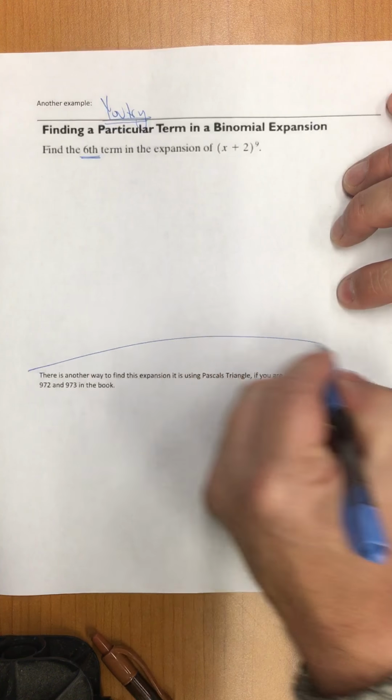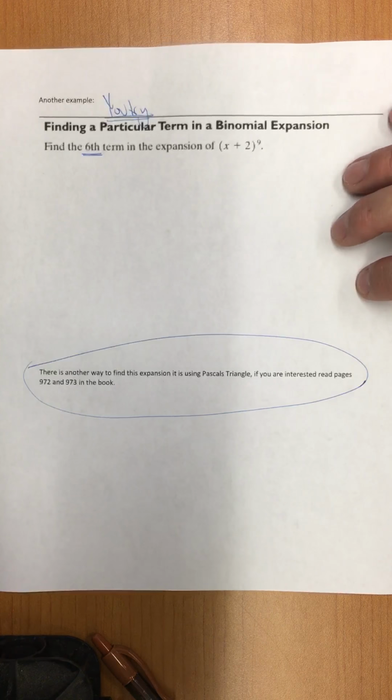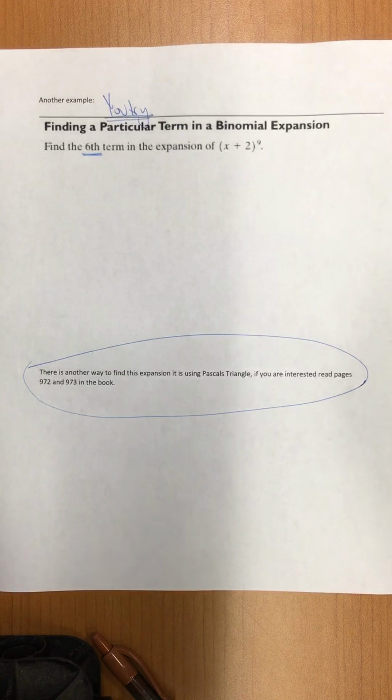And if you want to know another way, there is another way. I gave you the books that you can read. There's something else called Pascal's triangle. It's a really nice way to do it. If we had time, I'd actually show you, but unfortunately we don't, so we're doing it the way that the book does it. Again, if you want to read how to do it, do that.